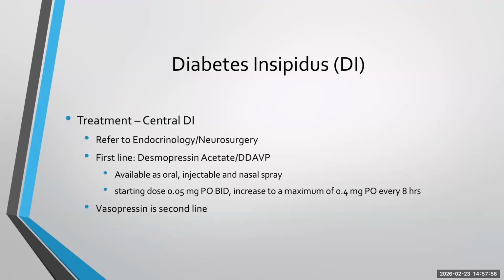Treatment, again, I'm not joking, endo, neurosurgery, but first line, just give them desmopressin, which is the DDAVP, which is ADH. You can give it oral, injectable, nasal sprays. Vasopressin is the second line. But again, these are for patients with diabetes insipidus. They're not making any ADH, mainly with central, because if they have nephrogenic DI, are they going to respond to this at all? Nope. So only central is what you treat this.